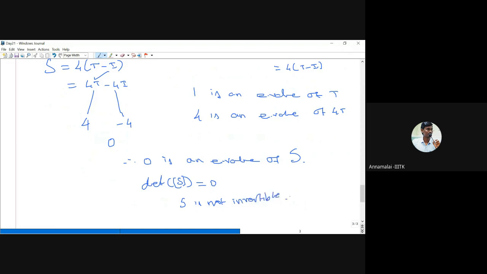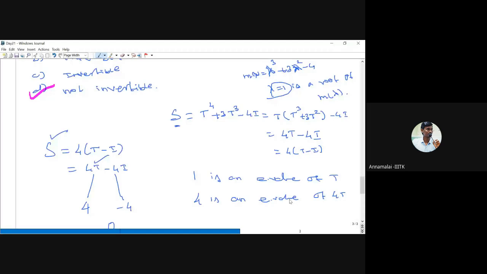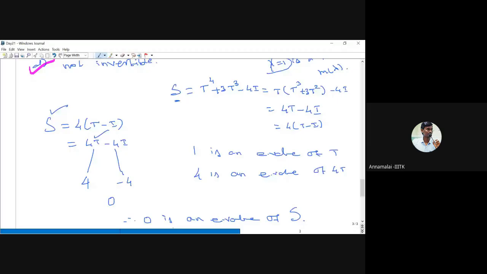So any doubt? So actually, the given S has one eigenvalue. We know lambda equal to 1 is an eigenvalue for T. Therefore, the eigenvalue for 4T is nothing but 4. Therefore, 0 is one of the eigenvalues of S. We don't bother about the other eigenvalues, because I am going to show that 0 is one of the eigenvalues. So got it?